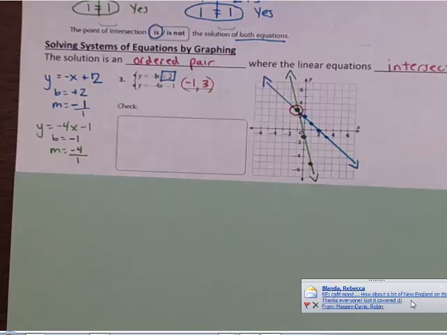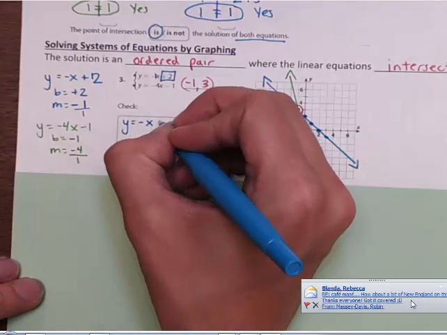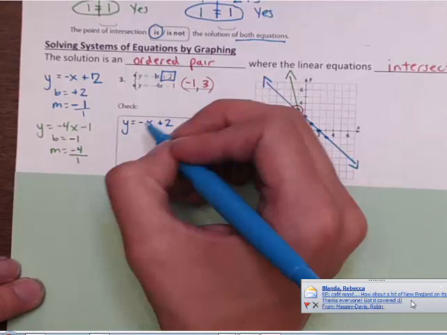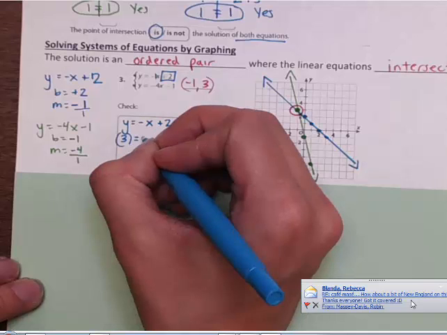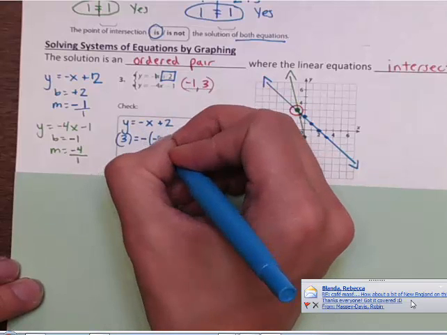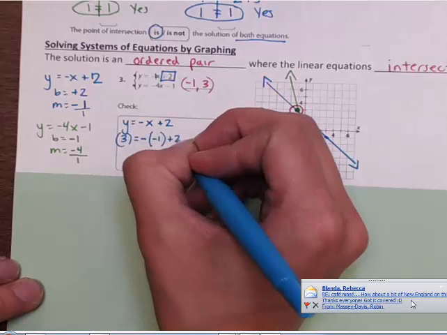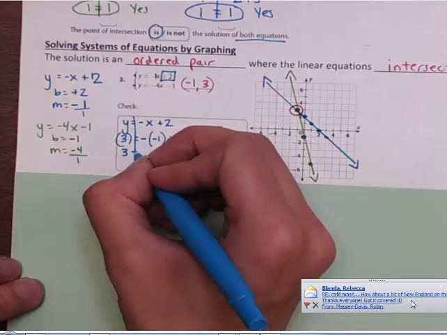So, I'm going to take a look at my first one, which is y is equal to negative x plus 2. I'm going to plug in negative 1 for my x and 3 for my y. So 3 is my y. I have that negative sign already, so I need to substitute the x with another negative 1 plus 2. I'm going to separate my left and right side, so I have 3 on the left.